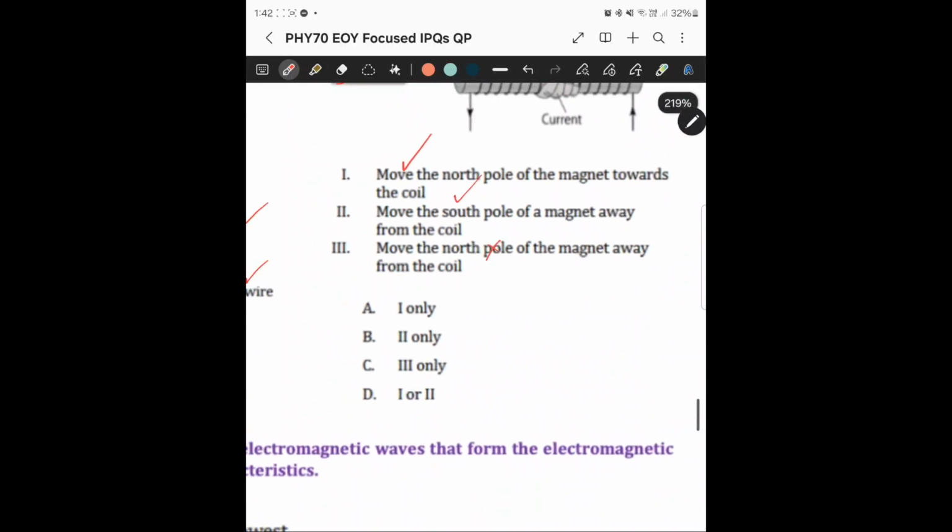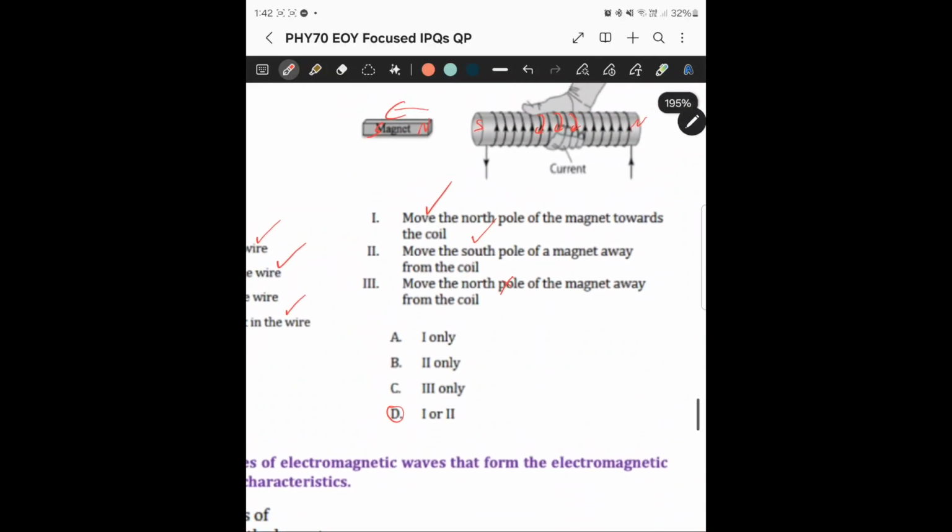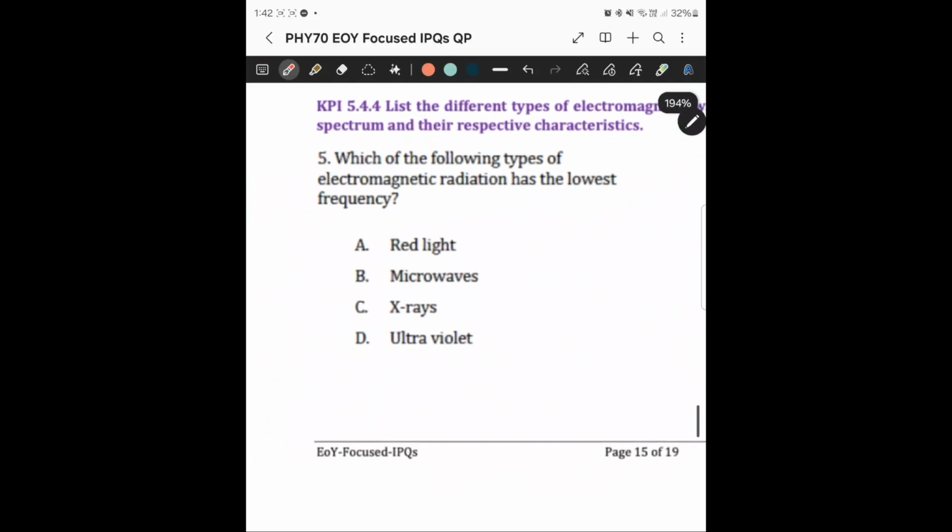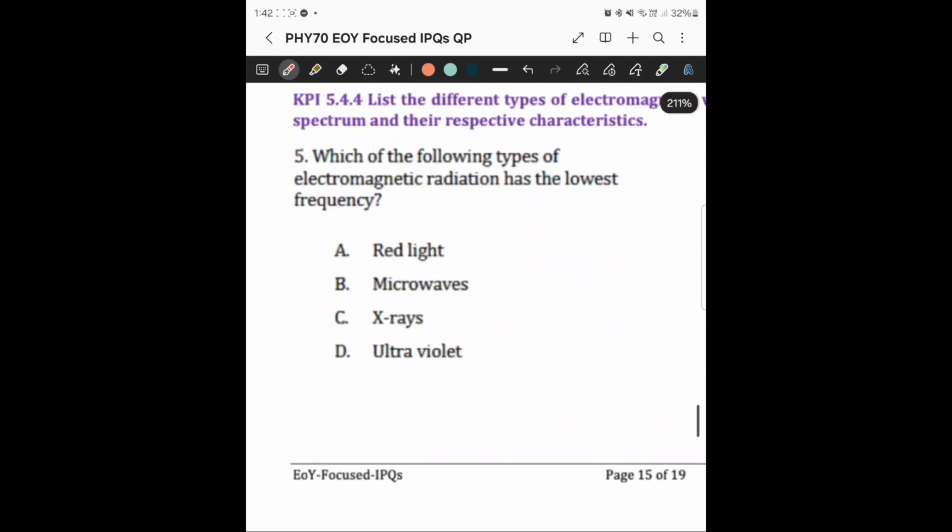So this is the idea here about attracting or repelling. If it's entering, it wants to repel. If it's leaving, it wants to attract and bring it back. And of course we know north and south attracting and repelling, right?